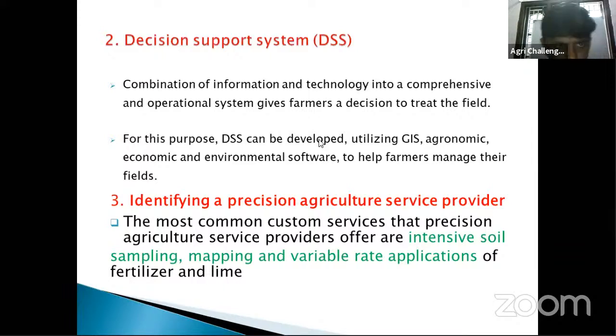Then further, this DSS, decision support system, can be developed utilizing GIS. It includes GIS, the analytical software, geographical information system. Then we also feed the agronomic aspects, the economic aspects, the environmental aspects, to help the farmers to manage their fields.